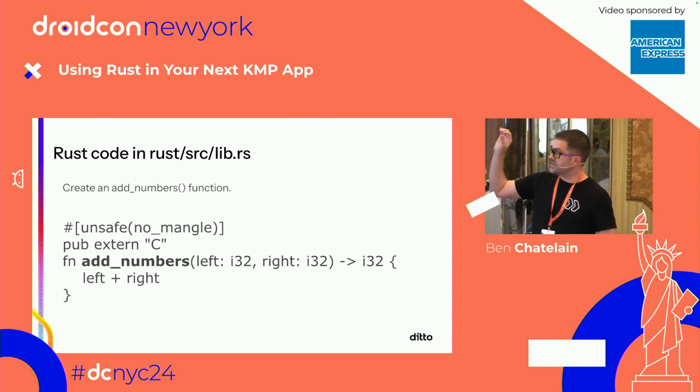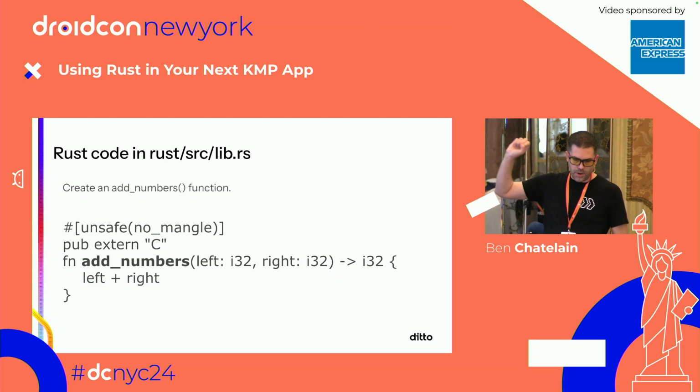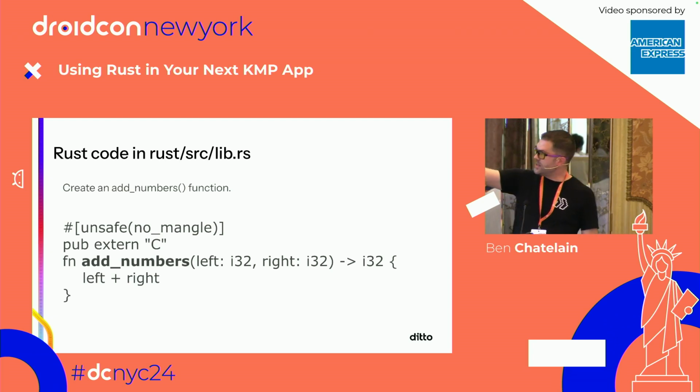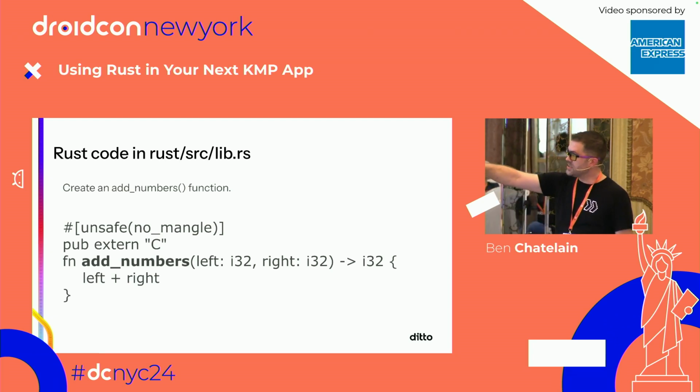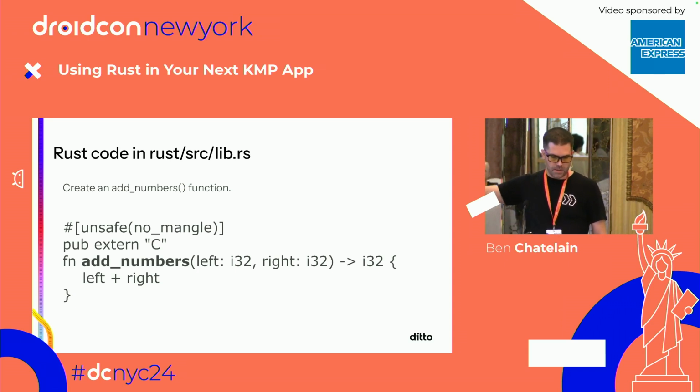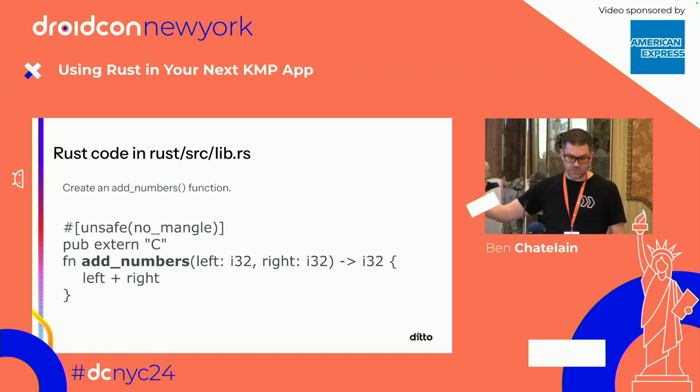Okay, so here is the entire content of the library, one function. So fn is for function, add_numbers is the name. We have two parameters, left and right, which are i32 or integer, that's 32 bits. Rust is very specific. You pick your size, and it's very explicit about that. We're also going to return the same type, which obviously we're just going to sum those two together.